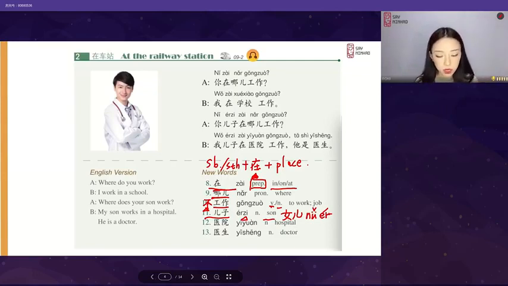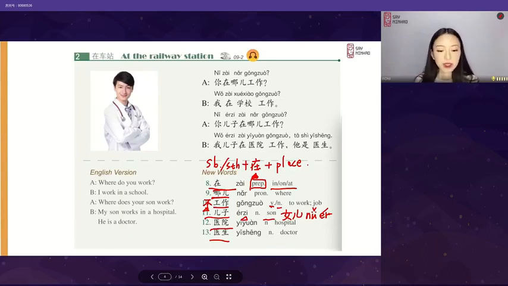女儿. It means daughter. So this is son. Next one is 医院. Read after me, please. 医院. It means hospital. So try to say go to the hospital. Go to is 去 a place in Chinese, okay? 去. So go to the hospital is 去医院. Very good. 去医院.